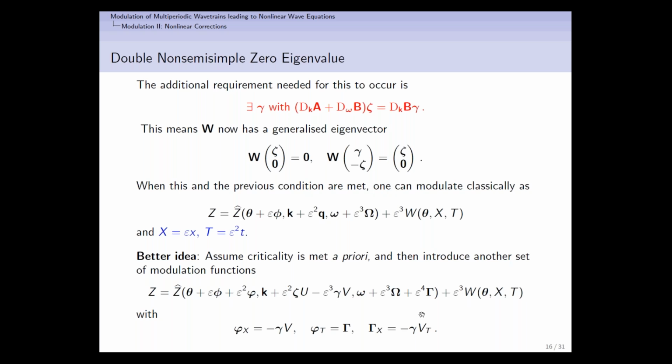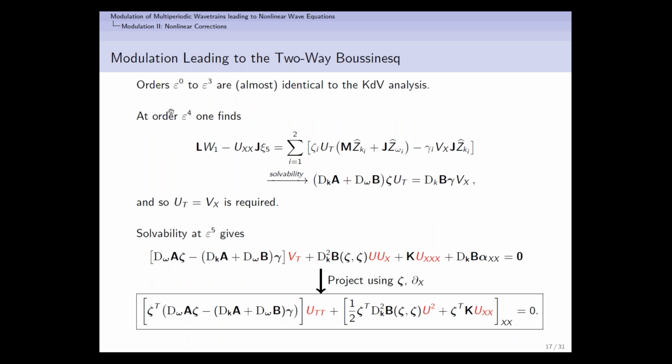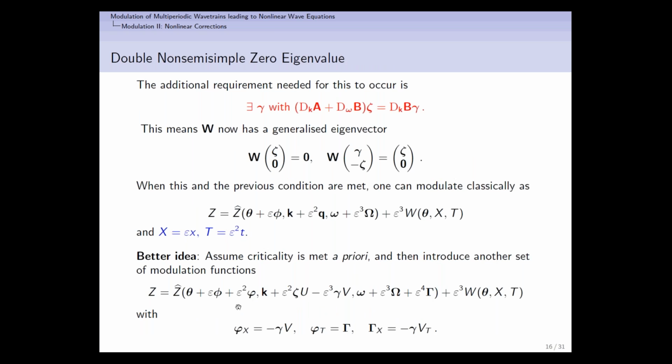Just know that this is what I'm going to end up plugging into the Euler-Lagrange equations, and then we're going to end up with a two-way Boussinesq. If you look at the asymptotics, orders 0 through epsilon cubed, they're almost identical to the KdV analysis. The only way they change is that you'd end up with a theta derivative times this varphi, and then also a term that basically uses this. That's the only thing that changes. Everything else is the same as the KdV analysis.